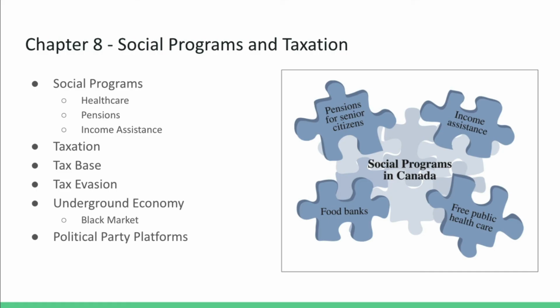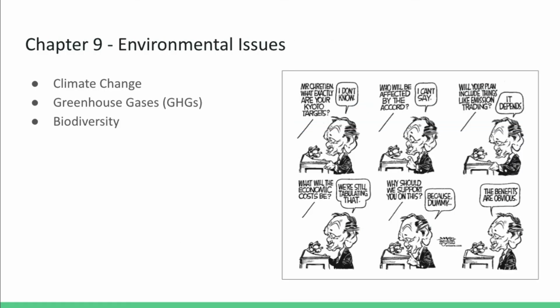And then finally, chapter 9, we finish with environmental issues. Know about climate change, greenhouse gases, biodiversity, things like that. A lot of that will come from your science curriculum, but we applied that to social studies. How do governments respond to these environmental issues? And that's it. That is pretty much Social Studies 9 in a nutshell.